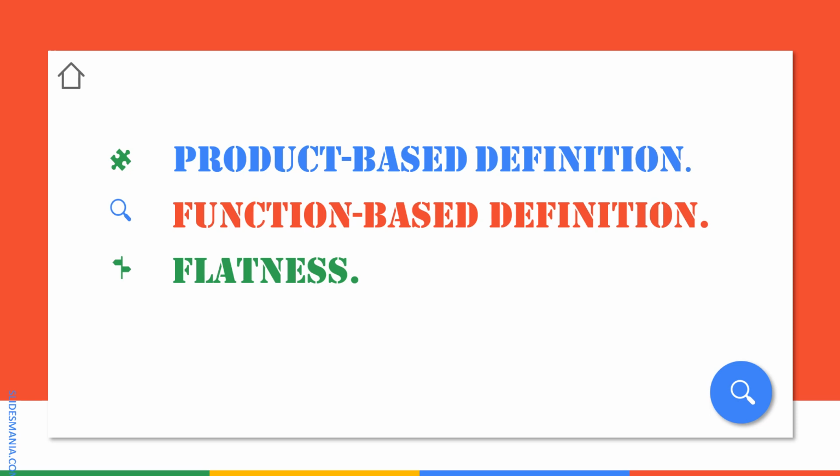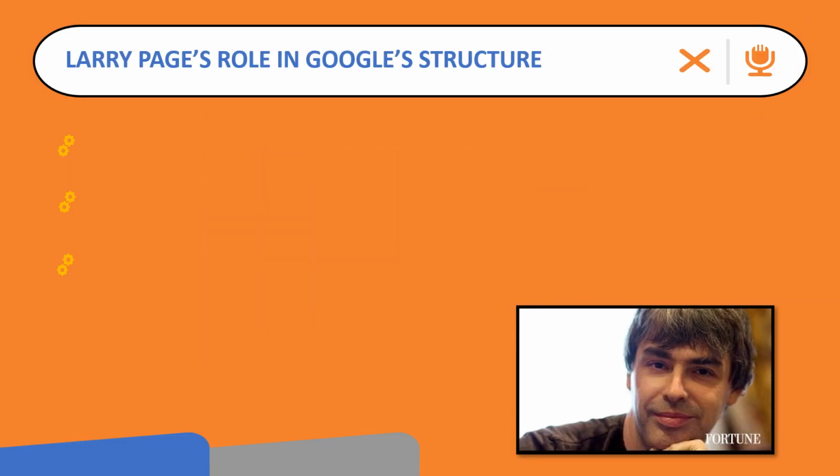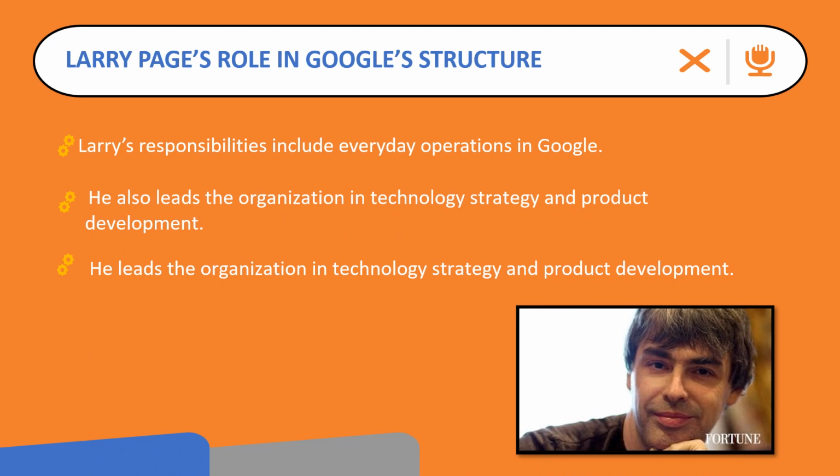Now let's move to the part of Toán. According to Google, Larry's responsibilities include everyday operations in Google. He also leads the organization in technology strategy and product development. Larry is Google's first CEO. He and Sergey Brin managed to grow the organization to at least 200 employees and achieve high profitability. Larry was Google's president of products between 2001 and 2011. Eric E. Smith is Google's executive chairman. He also leads the organization in technology strategy and product development.